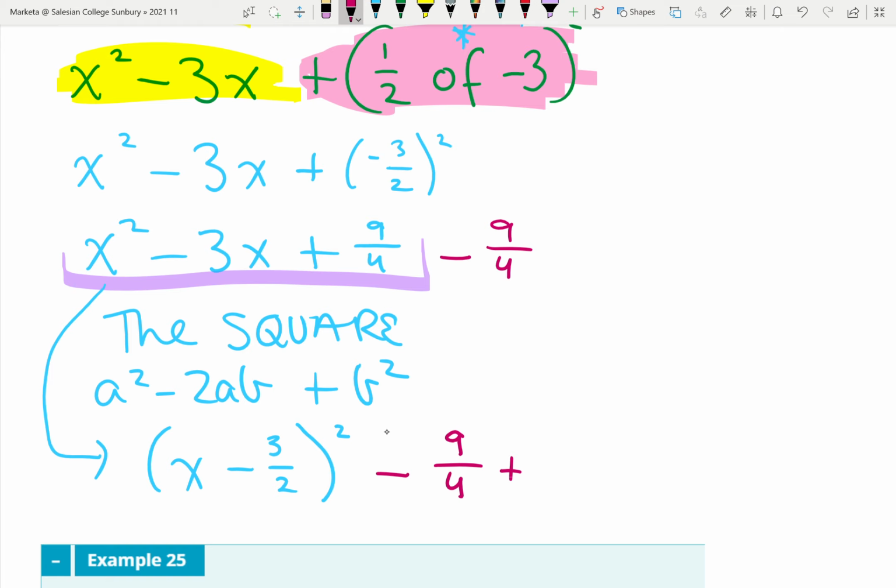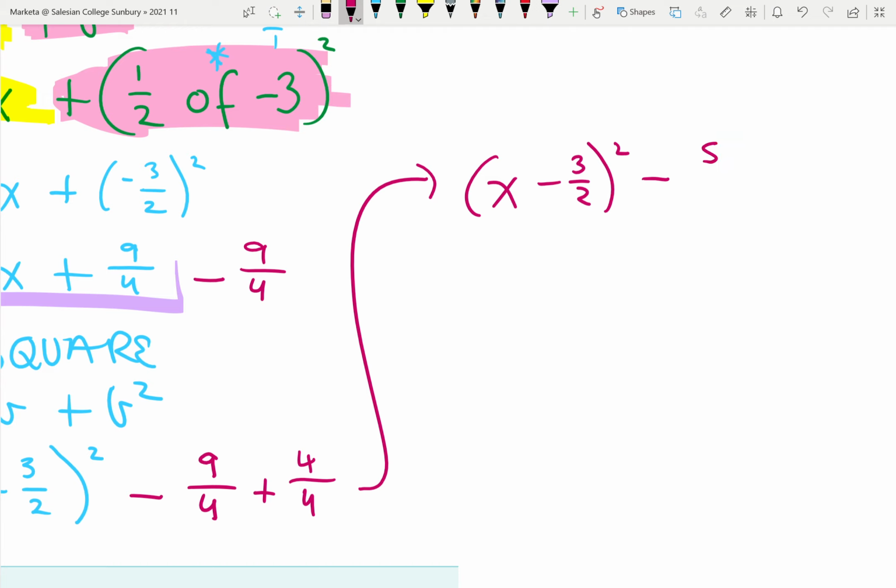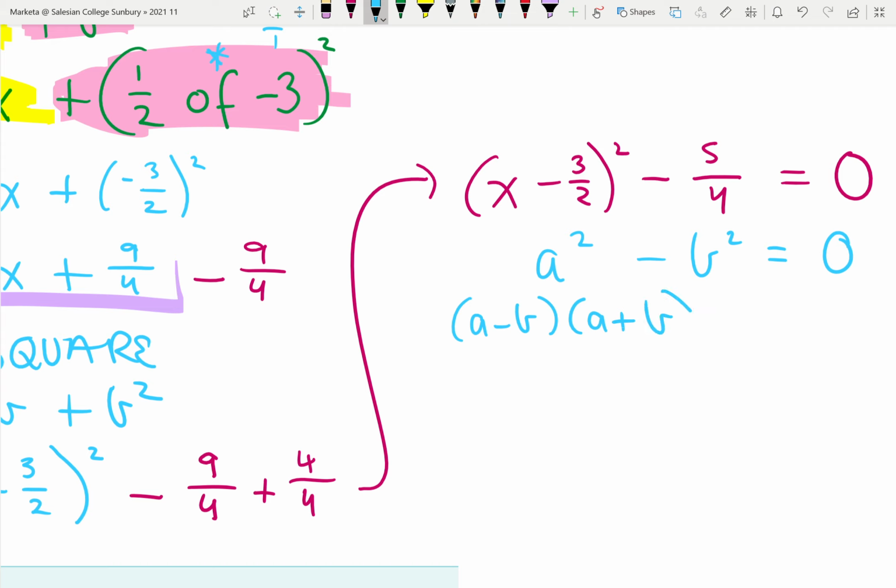And to make it easier for myself, I'm going to say plus 4 on 4, because 4 divided by 4 is 1, and it's got a common denominator. So let's take that over here and neaten it up. x minus 3 on 2 squared, minus 9 plus 4 is negative 5. So now I have completed the square and I have it factorised nicely. I can solve this in two different ways. I'm going to do it with the identity a squared minus b squared, and a squared minus b squared factorizes to a minus b, a plus b.